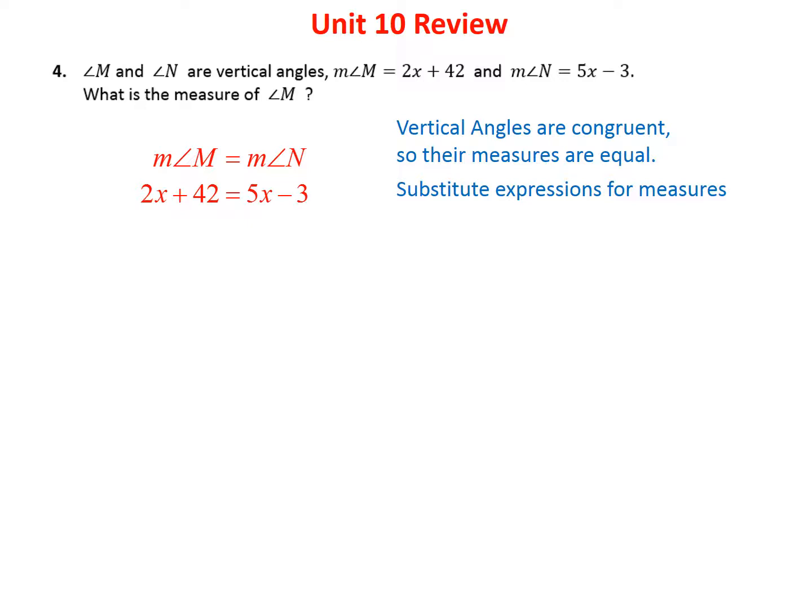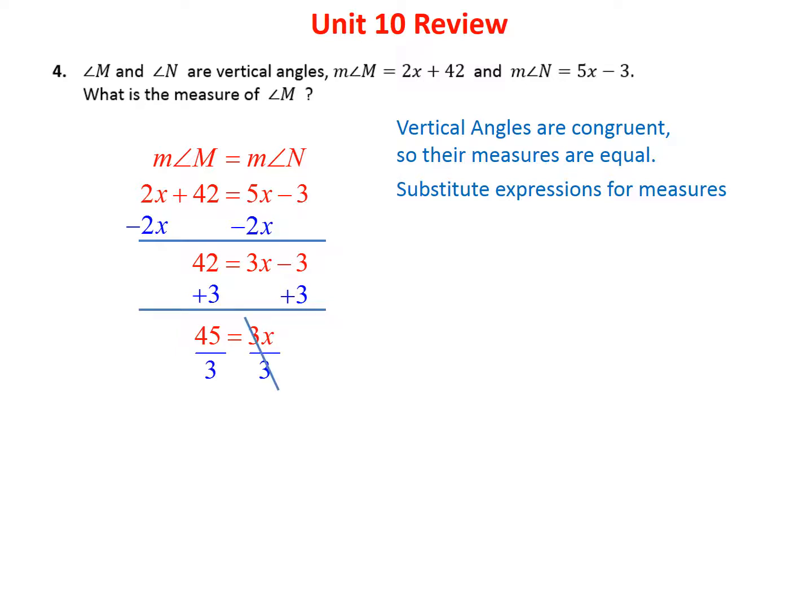So now we have a simple equation. Let's get all the numbers on one side and the variables on the other. So my first step is I'm going to subtract 2x from both sides. That's going to get the x's off the left and the x's on the right. So we have 42 equals 3x minus 3. And now we'll get all the numbers on the left. So I'm going to add 3 to both sides, and that gives me 45 equals 3x. And now how do we undo 3 times x? The opposite of multiplying by 3 is dividing by 3. So we divide both sides by 3. And that leaves us with 15 equals x, or x equals 15.